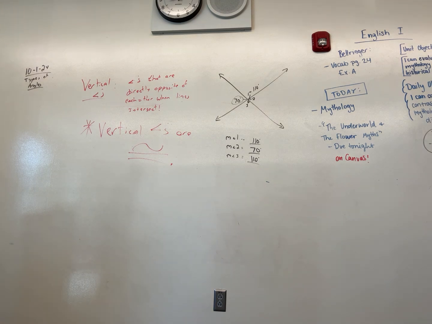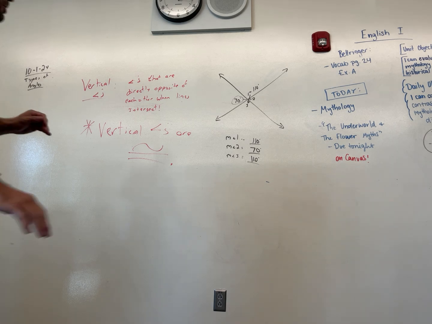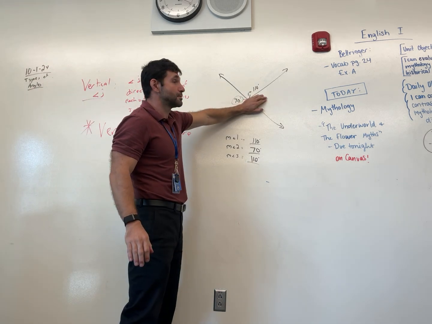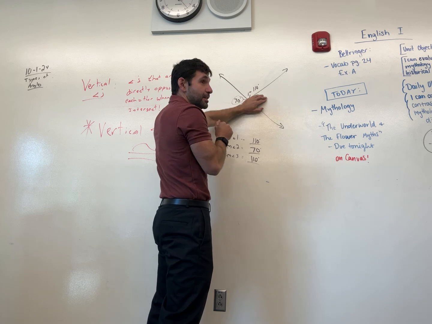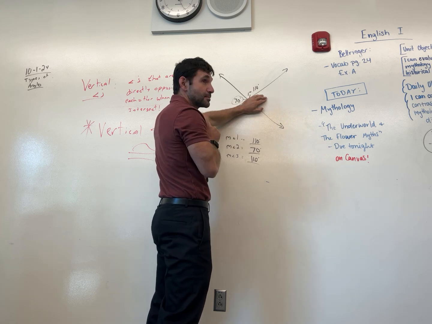How did it get to 110 again? Well, you just told me that straight lines add up to 180. So 70 plus what gives me 180? So I do 180 minus 70 is 110.